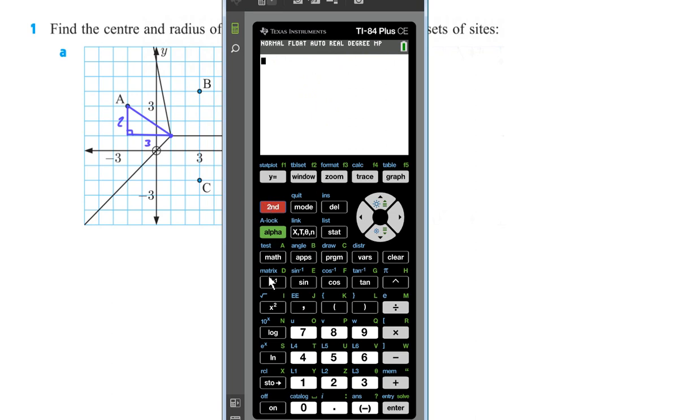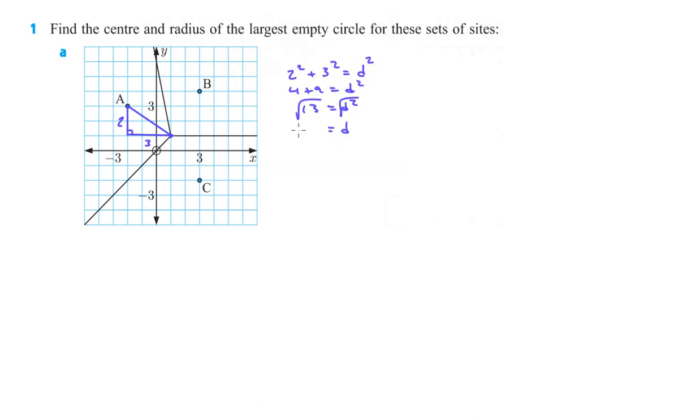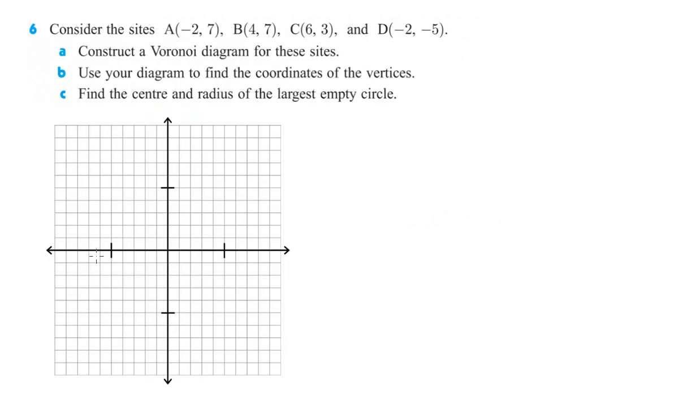which is, if we get into a decimal, 3.61 we'll call it. It doesn't say what the units are, so we'll say 3.61 units. You can leave it as the square root of 13, that's fine too, but I can understand what 3.61 is a little bit better than the square root of 13. So anyway, that's that. Let's take a look at number 6.